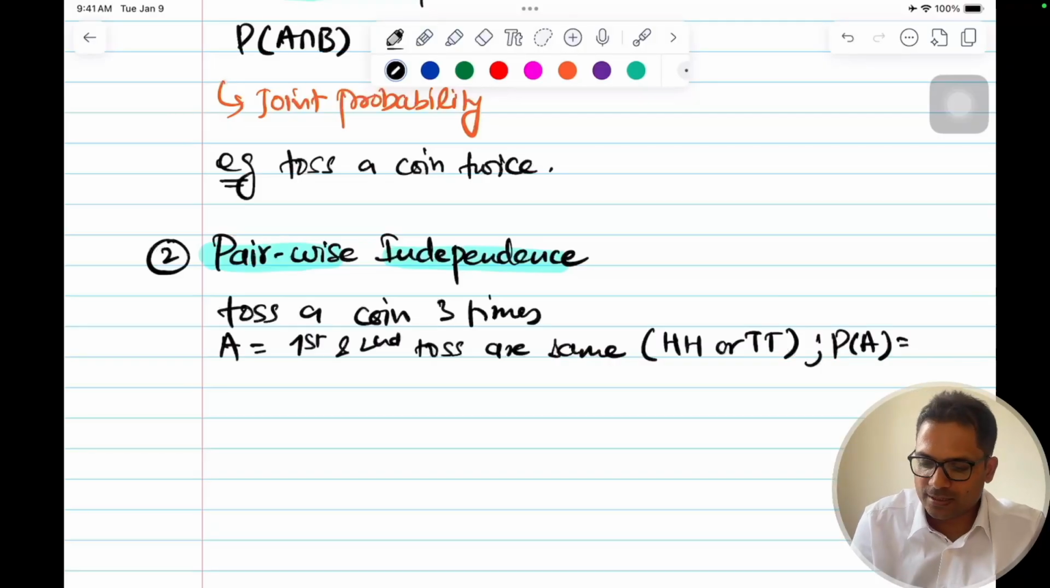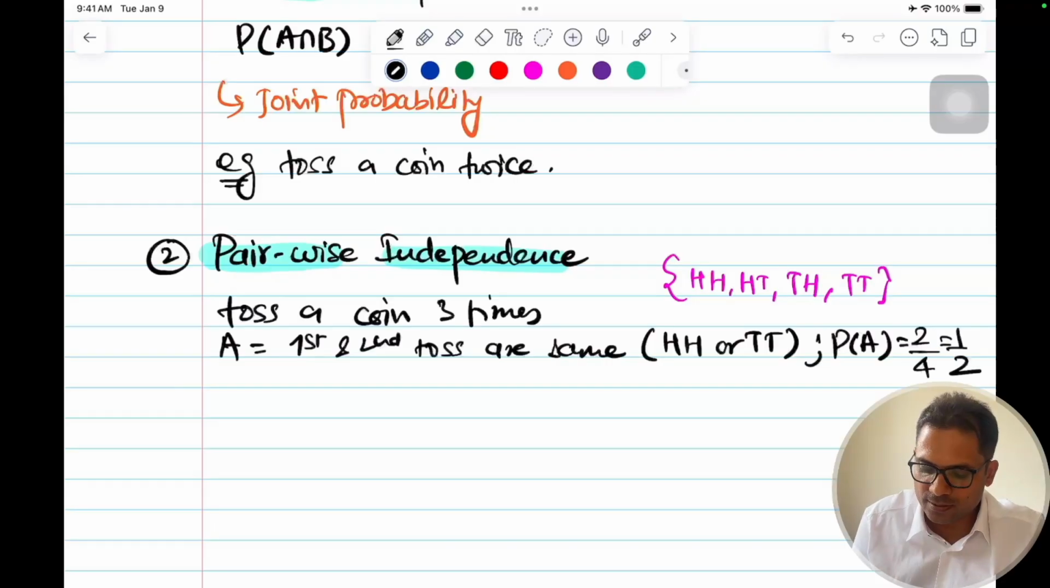Out of all the combinations, what will be our sample space here? The sample space will be head head, head tail, tail head, or tail tail, right? This is our sample space. So out of these 4, I get 2 out of 4. This is equal to half.